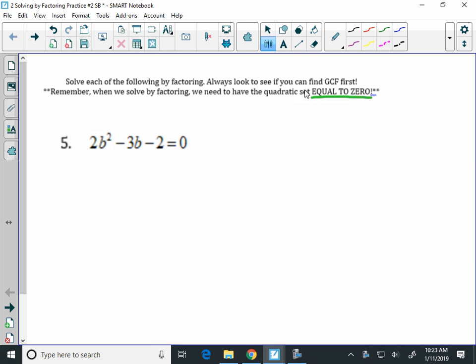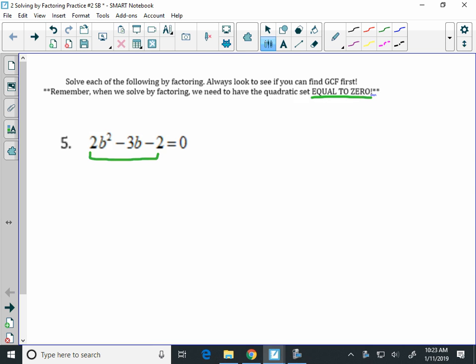I have a trinomial 2b squared minus 3b minus 2. I start by looking for a GCF, which it doesn't look like there is one. 2, 3, and 2 don't have a greatest common factor. So since there are 3 terms, I'm going to use the method of split the middle to factor here.